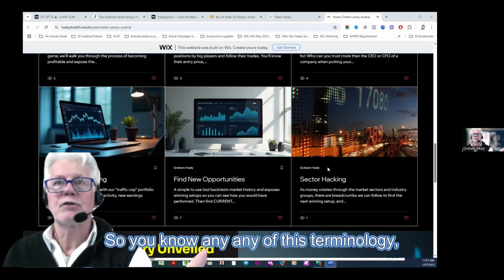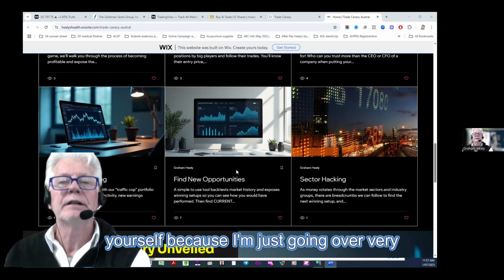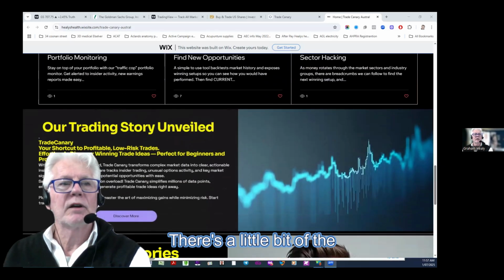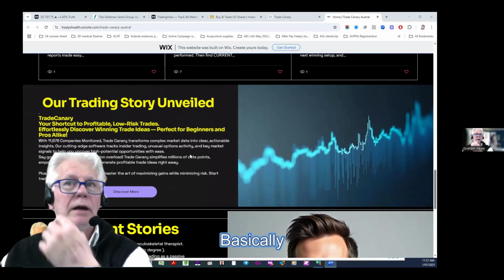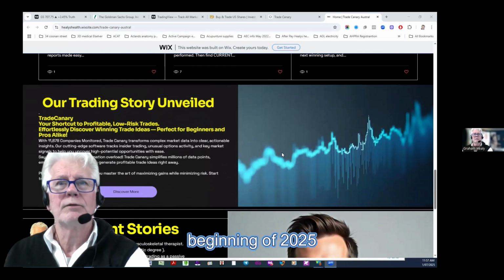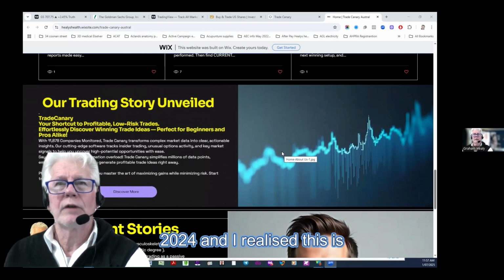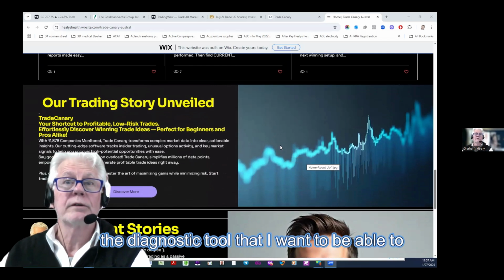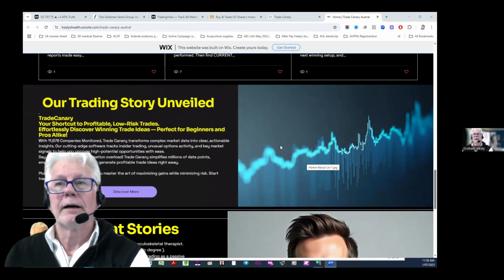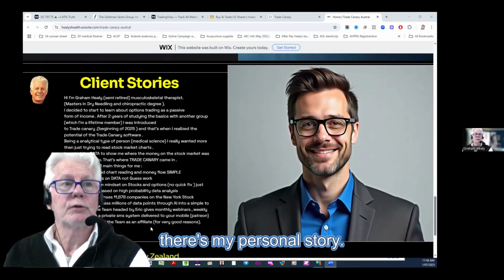So, any of this terminology, just Google it and you can research it yourself, because I'm just going over it very quickly. There's a little bit of the Trade Canary story. Basically, I joined Trade Canary this year, beginning of 2025, and I was introduced to it late 2024, and I realised this is the diagnostic tool that I want to be able to make informed decisions on any trades that I'm doing. So there's my personal story. I've sort of gone over that before. You can read that yourself.